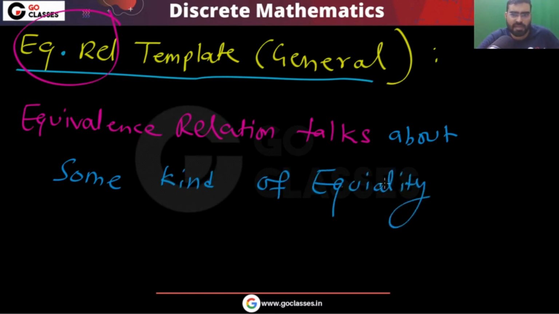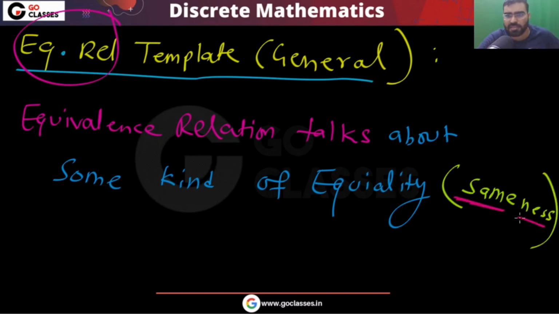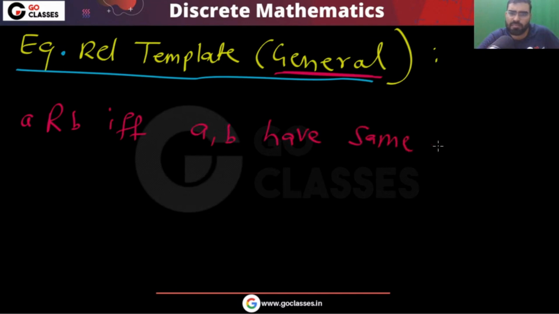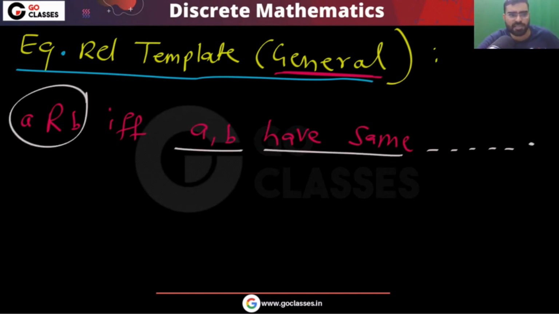Equality means sameness. It talks about some kind of sameness, which means the general template will be this: A is related to B if and only if A, B have the same something, something, something. Now this something, something, something you can replace with anything.